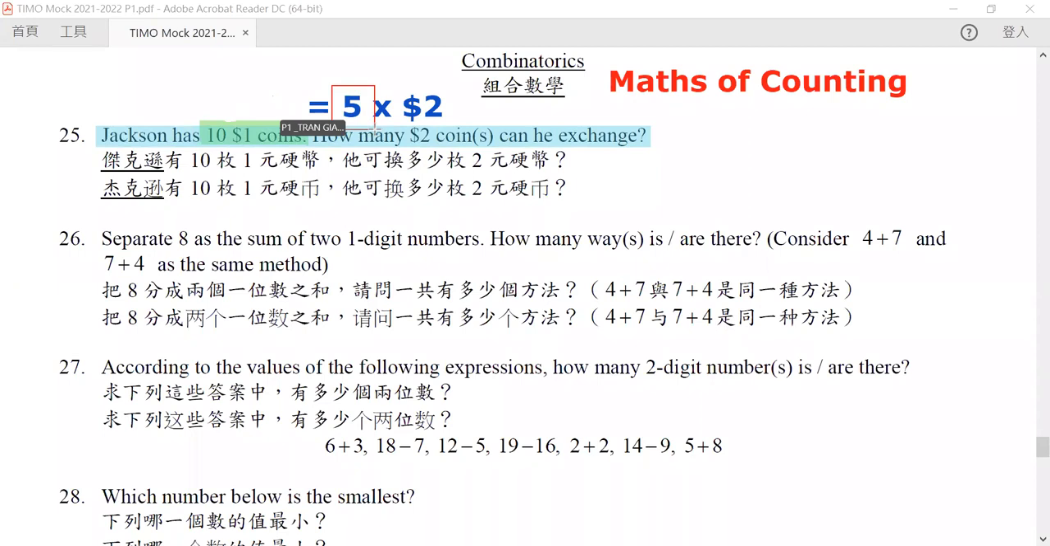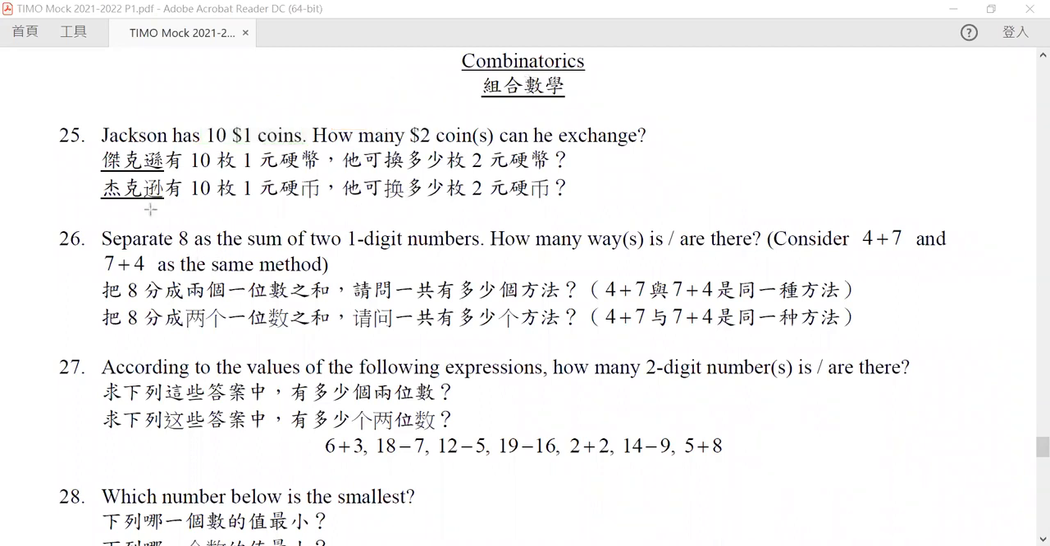Okay. So we just found out the total value of the money that Jason has, and then we convert it into $2 coins because we have $10 in total. So we know that it can be converted into 5 $2 coins because 5 $2 coins also make $10 in total. Okay. So let's look at question number 26.